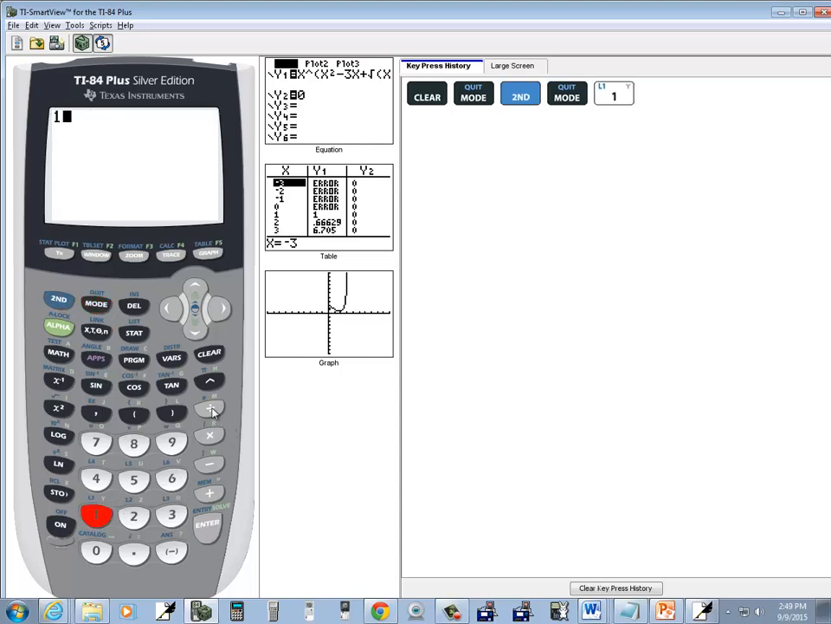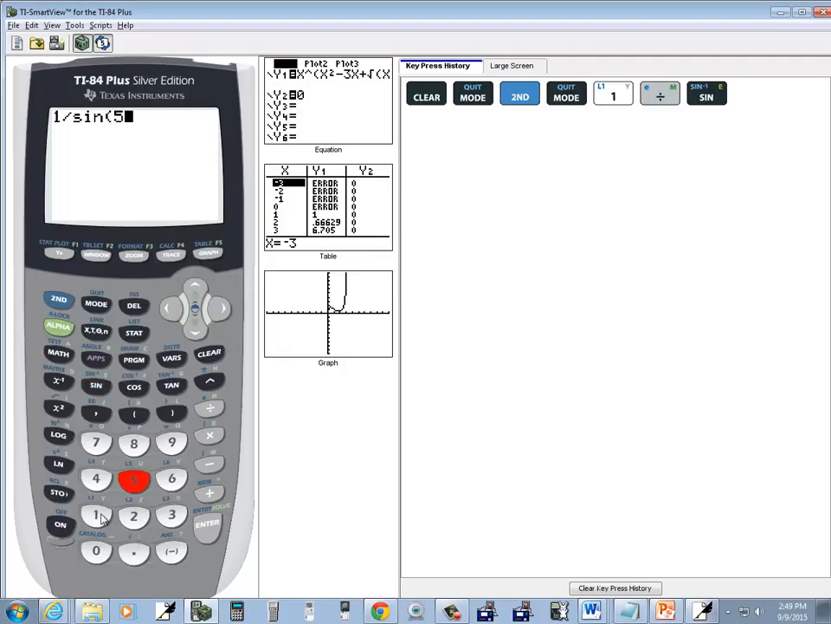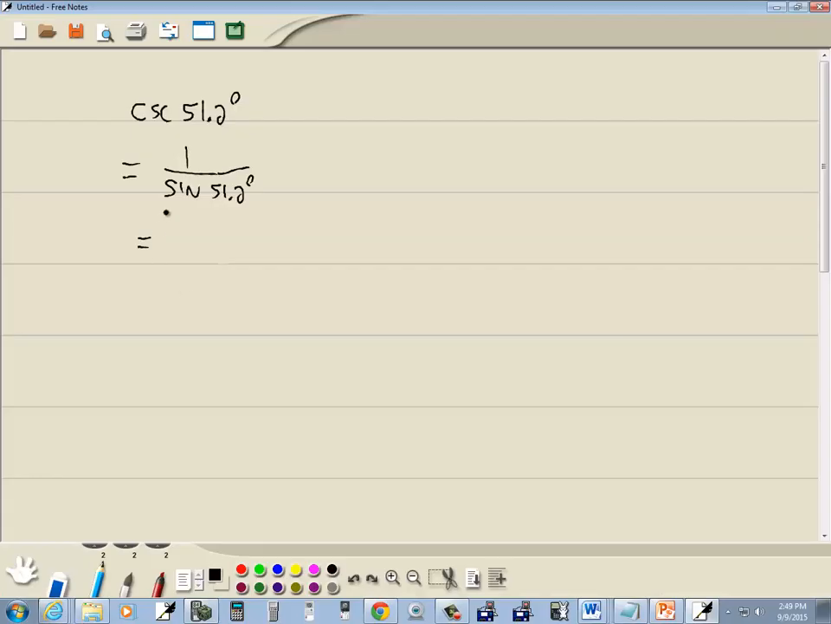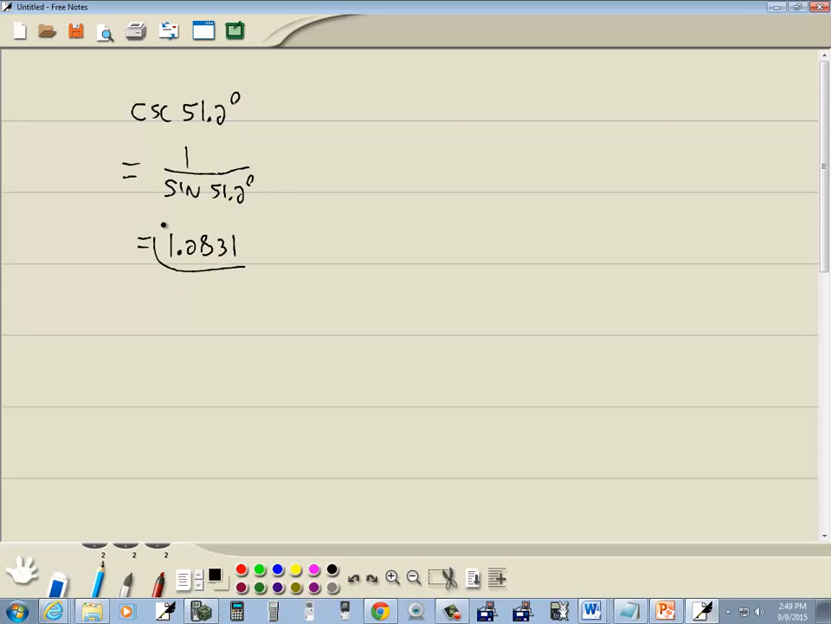So I got 1 divided by sine 51.2. And since I'm in degrees, I don't need to put the degree mark. Enter. And that gives us 1.2831 to four decimal places. And that's our answer.